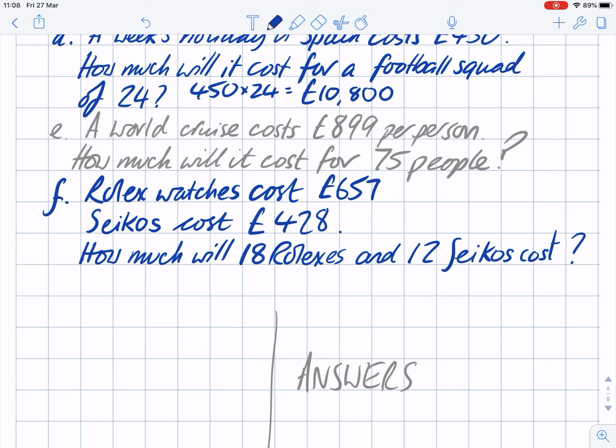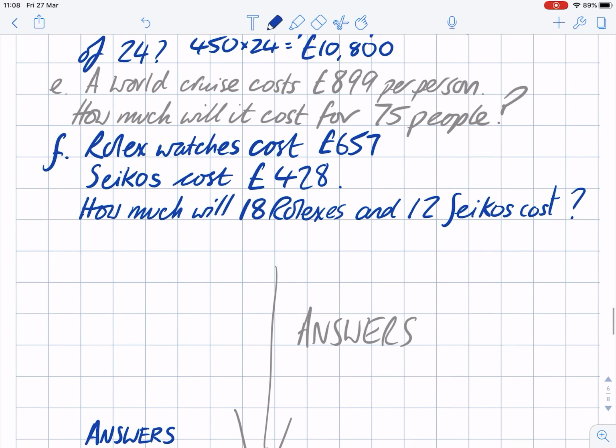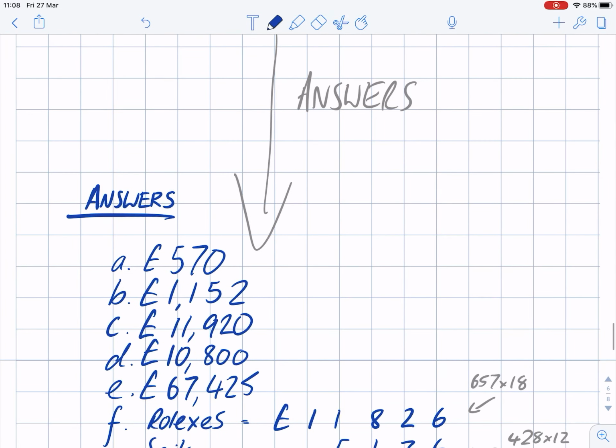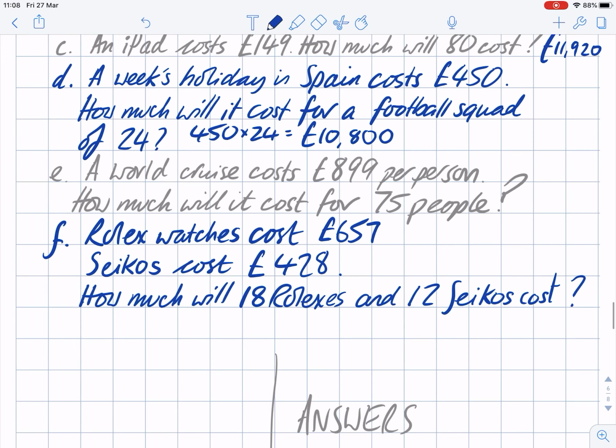Okay, so a world cruise, £899 per person. How much will it cost for 75 people? This is going to be a relatively large number now. £67,425. Then the last one, a Rolex costs £657, a Seiko £428.